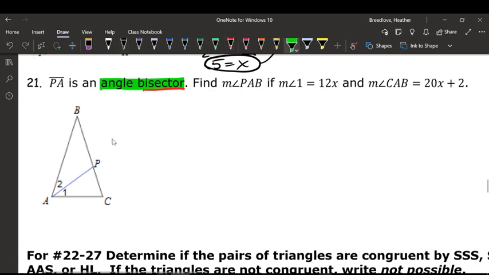Okay, so PA is the bisector. Right there, same place. Bisect means cut in half. So angle 1 is congruent to angle 2. This time I'm going to find the measure of PAB. All right, P to A to B, that's angle 2.